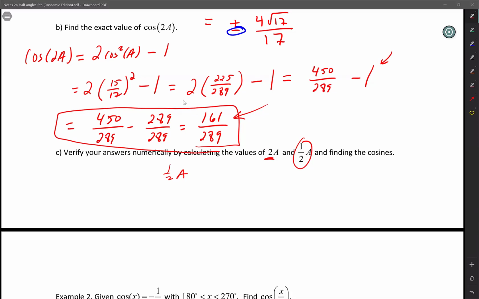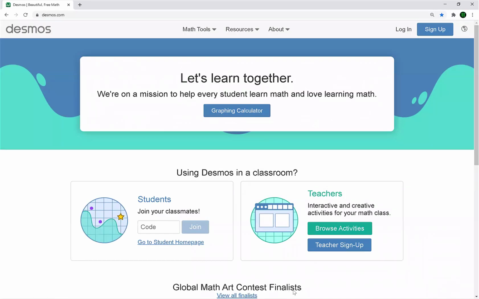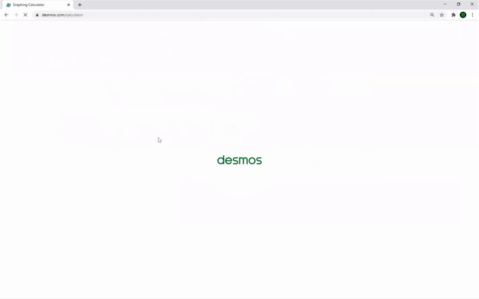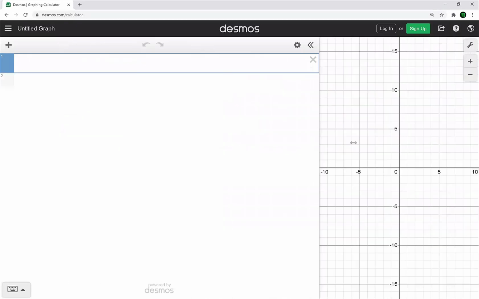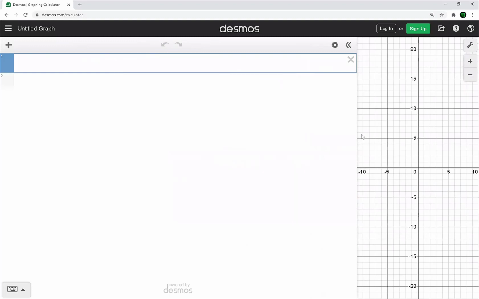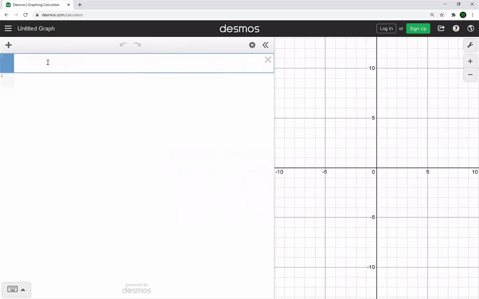Where's Desmos? Okay, hold on, guys. I need to find it first. Share. Okay, there we go. And check this out. Desmos. First, I'm going to find the angle A. Graphing calculator. And I can actually just move this part all the way to the right, because I don't need that much space. All right, here we go. First, let's find the angle A.